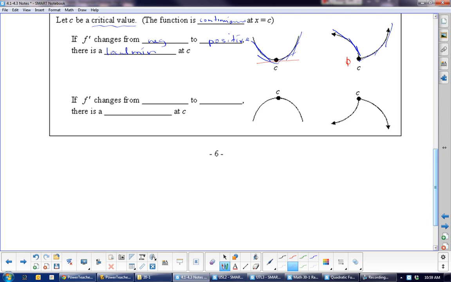Okay? So when the derivative changes from positive to negative, in these cases here, so it's positive, positive, then it goes to 0, negative. Okay, so then it is a local max at C. So again, here positive, then goes to negative.